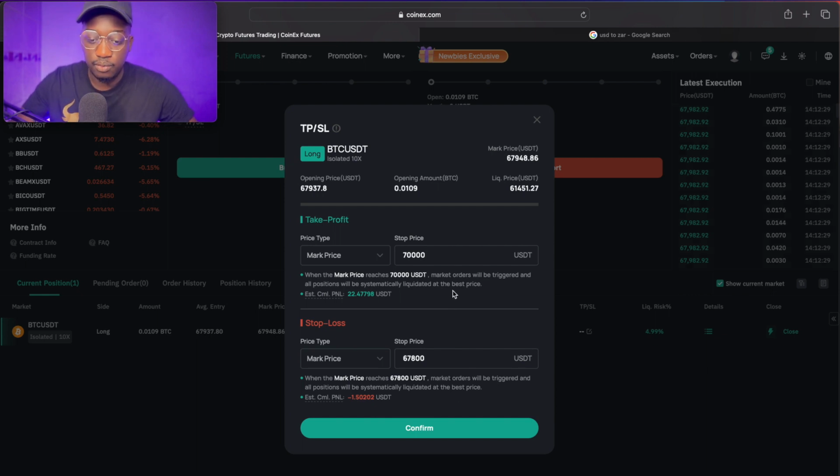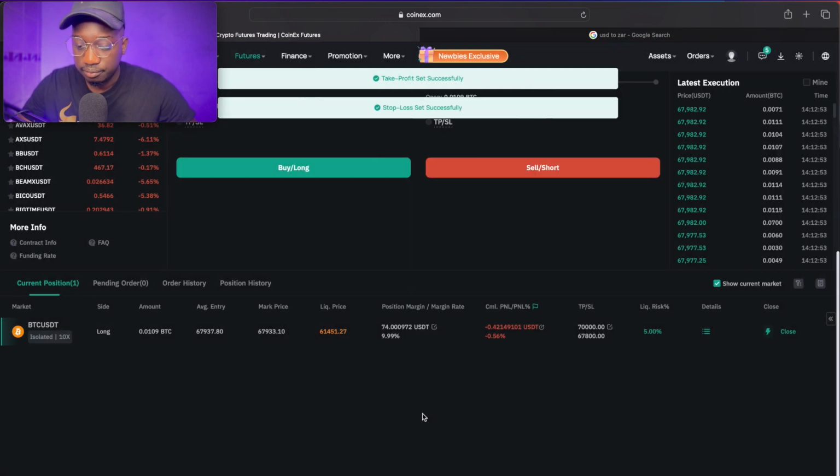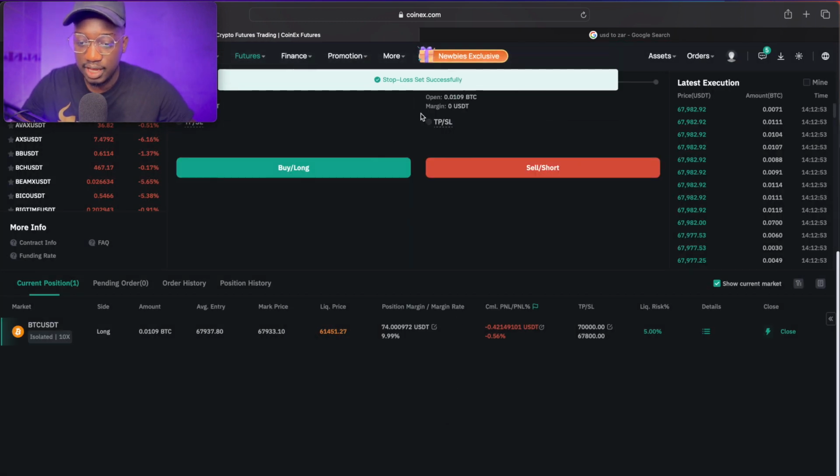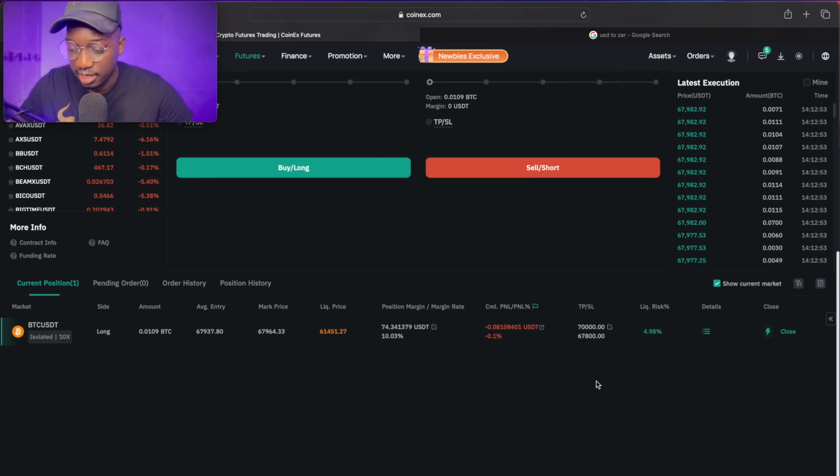So right now we are good. If the price of Bitcoin drops and hits 67,800, I'm gonna lose 1.5 USD. And if the price of Bitcoin goes up to 70,000 USD, I'm gonna make 22 USD. So this is how exactly you protect yourself from getting liquidated. And this is a part of risk management. So right there it says stop loss has been set, take profit has been set. Now we're good to go.